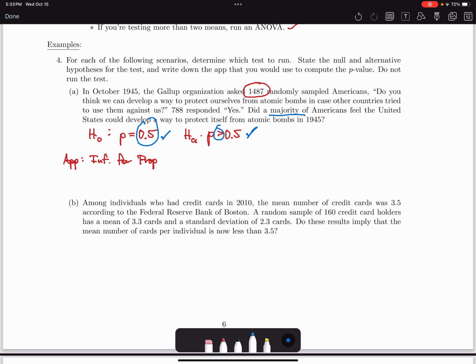The app that we would use to run this test would be Inference for a Proportion. So that's the app we would use in Art of Stat.